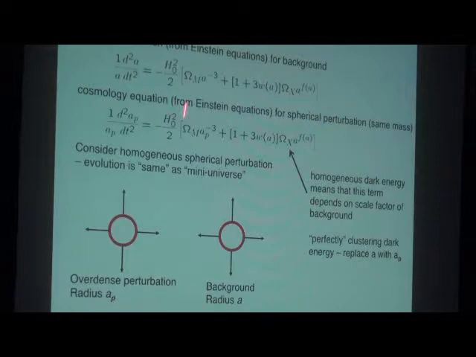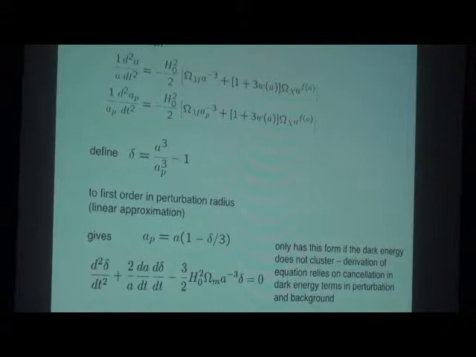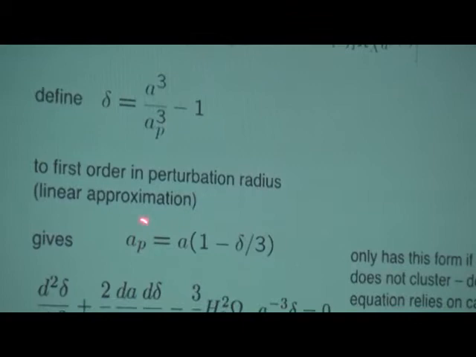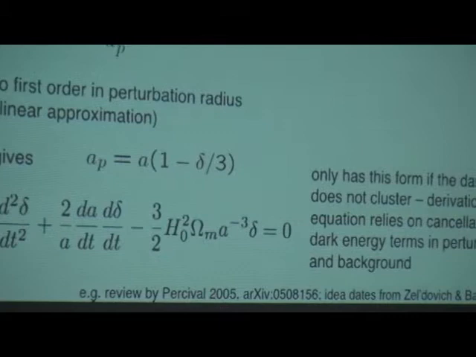So if you set up these two equations for two patches of the universe, one an overdense perturbation of radius a_p, one a background perturbation, a sphere of the background of radius a, then you can actually derive from this picture the linear growth rate equation. To do this, you can define the overdensity as being the overdensity between the two patches, one sphere of radius a_p, one sphere of radius background, and you can take this to first order. Delta, basically, you know, the perturbation scale is given by the background scale minus this delta over 3. That's just the first order expansion of this.